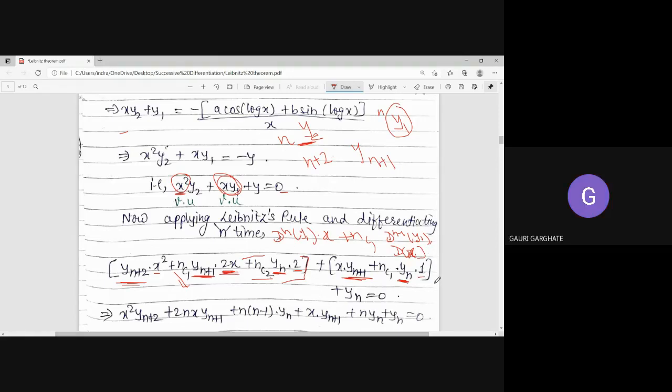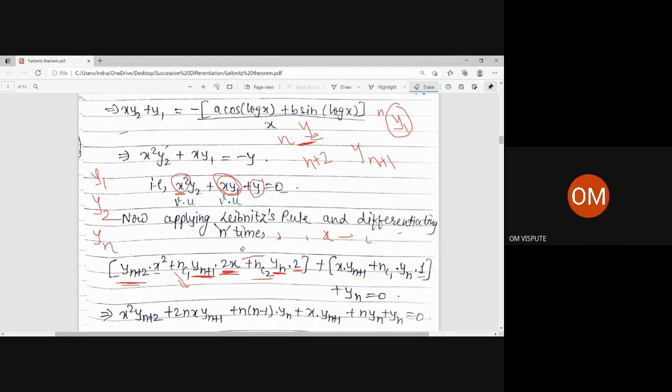Plus, what is the nth derivative of y? Simply yn. What will the nth derivative of y be? It will be denoted by yn. The first derivative is denoted by y1, the second derivative is denoted by y2, and the nth derivative is denoted by yn. Clear? I hope this step is clear to everybody.